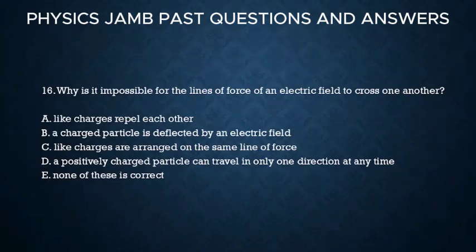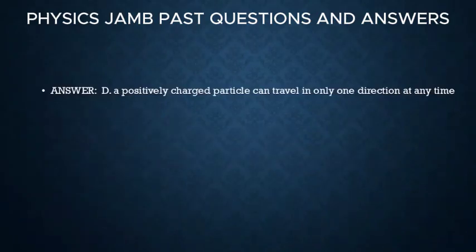Question number 16. Why is it impossible for the lines of force of an electric field to cross one another? A. Like charges repel each other. B. A charged particle is deflected by an electric field. C. Like charges are arranged on the same line of force. D. A positively charged particle can travel in only one direction at any time. E. None of the above. Okay, none of this is correct. So the answer is D. That's a positively charged particle can travel in only one direction at any time.